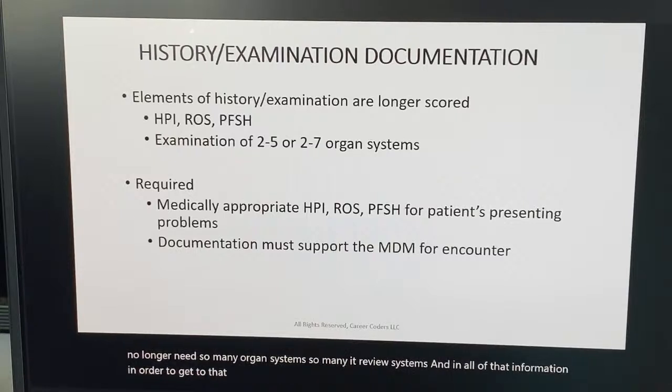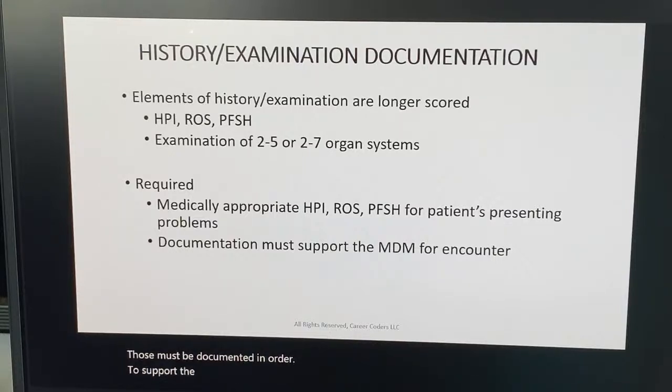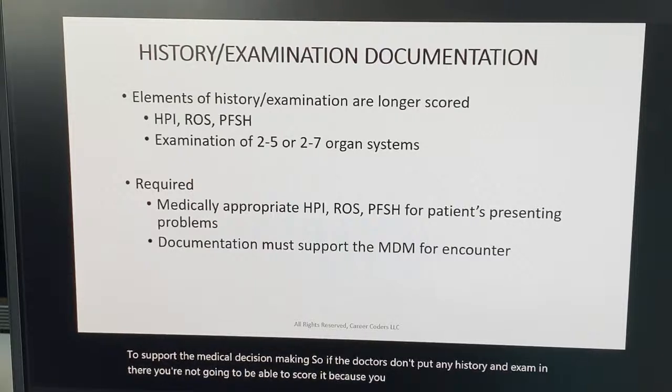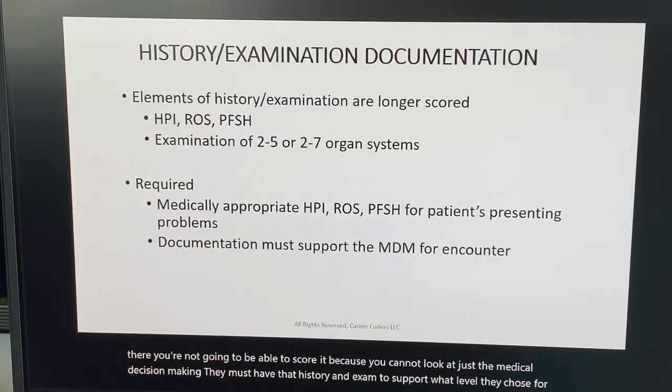What you do need, though, is an appropriate history of present illness, a review of systems for what they are presenting for, and past, family, and social history. Those must be documented in order to support the medical decision making. If the doctors don't put any history and exam in there, you're not going to be able to score it, because you cannot look at just the medical decision making. They must have that history and exam to support what level they chose for the medical decision making.